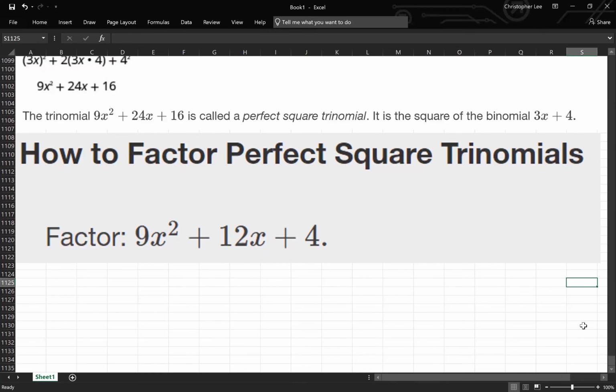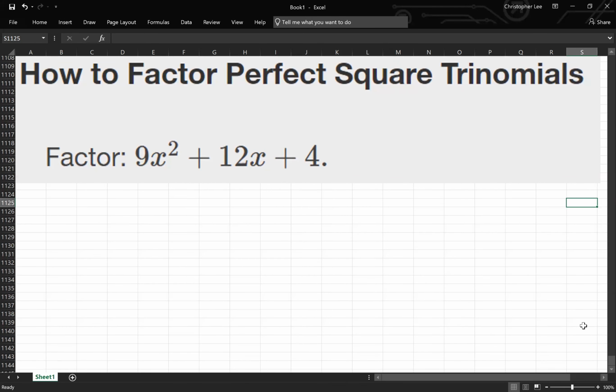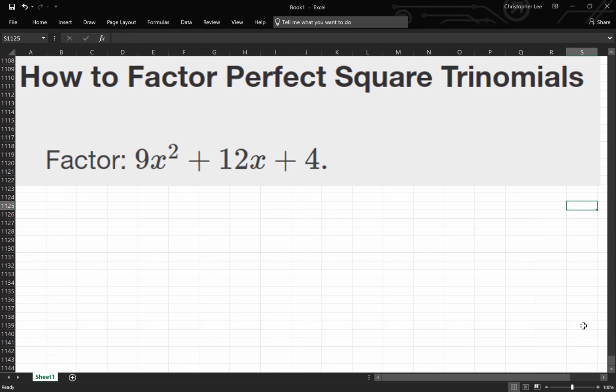All right, so let's take a look at this real quick, right? So yes, I can use the AC method for this, and I will get the right answer using the AC method, right? But here's how this trick works. I have 9x squared plus 12x plus 4, right? We see that 9x squared and 4 are perfect squares, right?